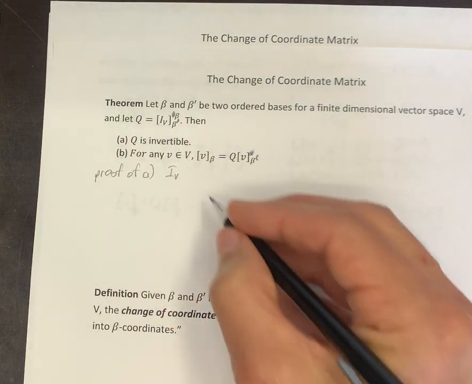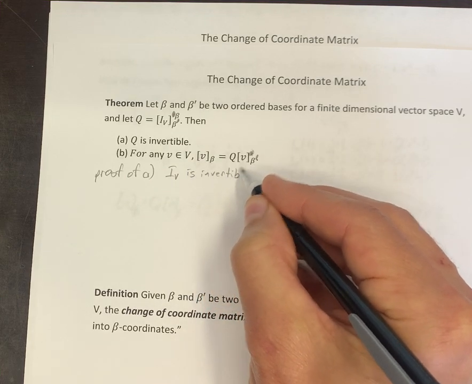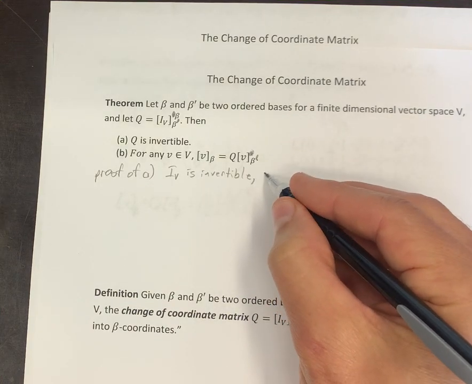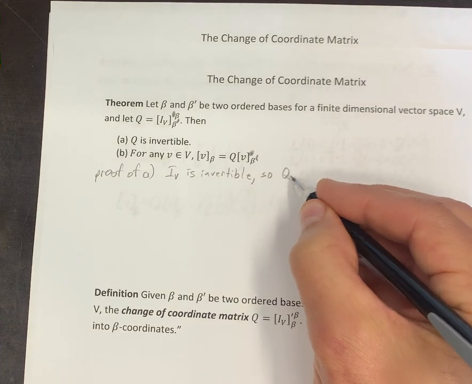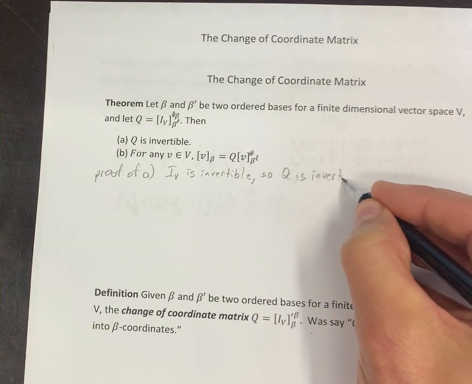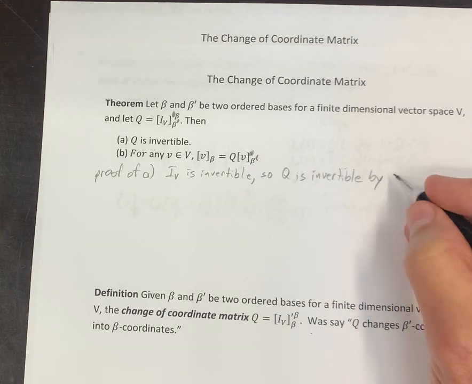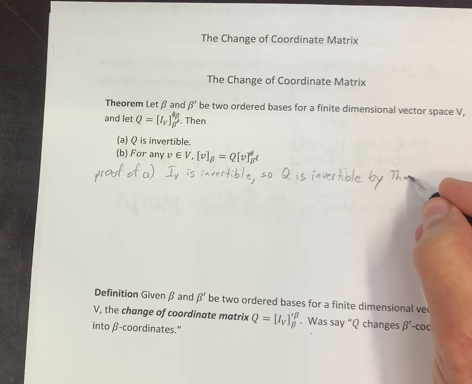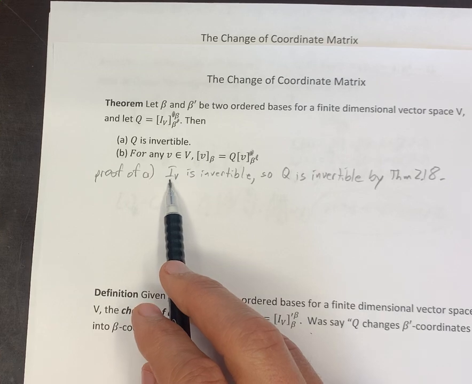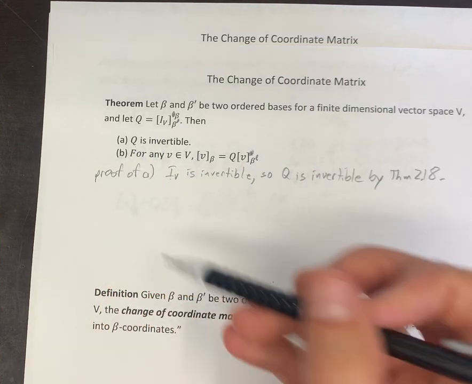I_V, that's the identity map, is invertible, right? So Q is invertible by a previous theorem. In our book, it's theorem 2.18, right? If the linear transformation is invertible, so is the matrix representing it. So Q is an invertible matrix.